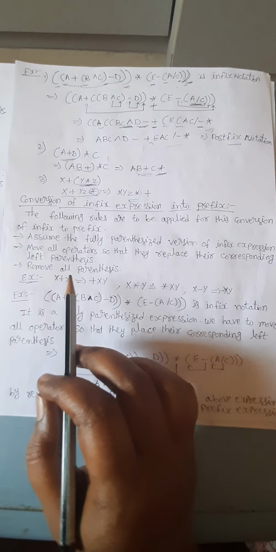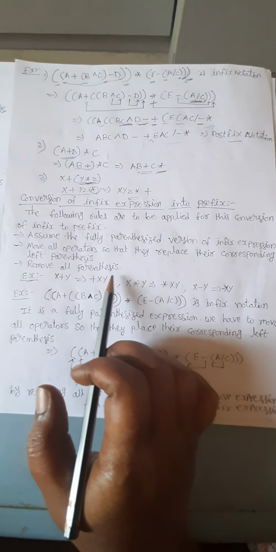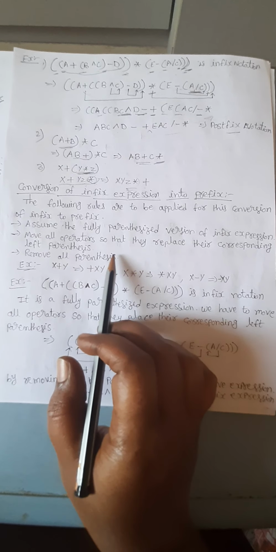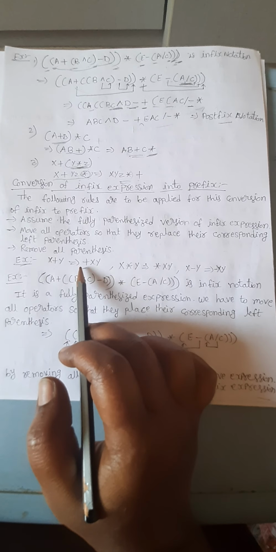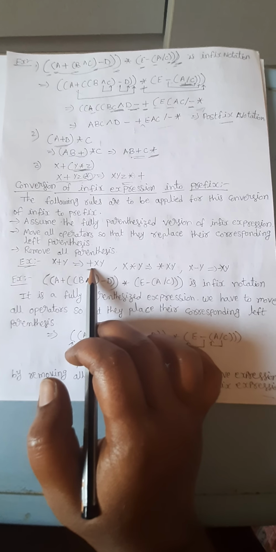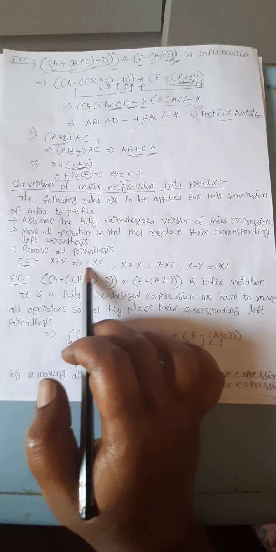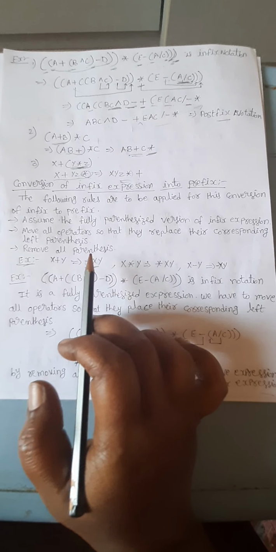What is the prefix? Pre means before. The operator has to move before the operands. See here, x plus y can be written as plus xy. Here the operator will be moved before the operands; first the operator has to be defined, and next the operand has to be defined.